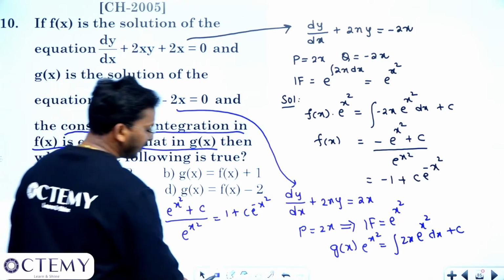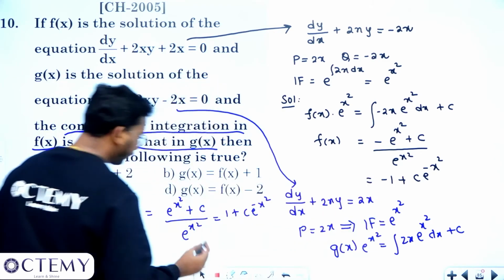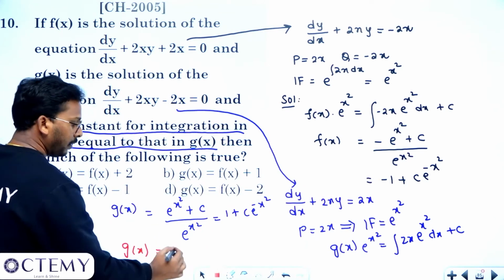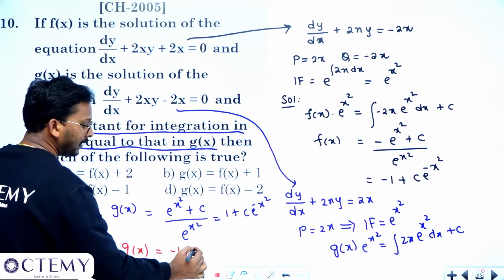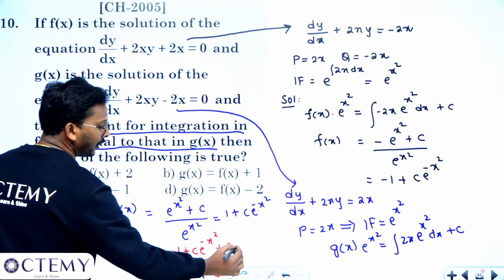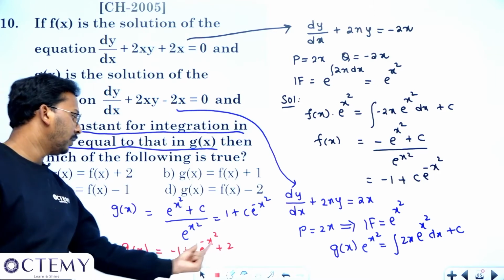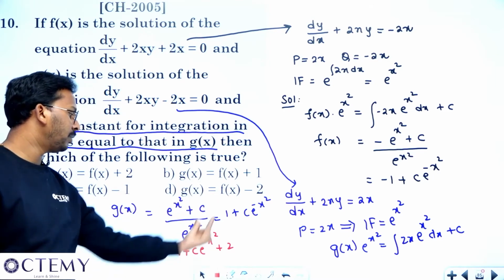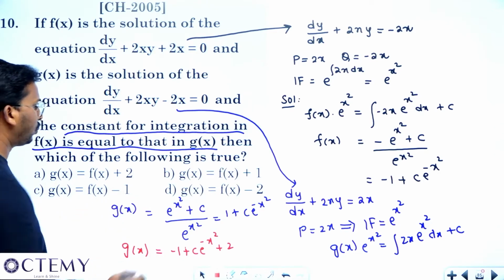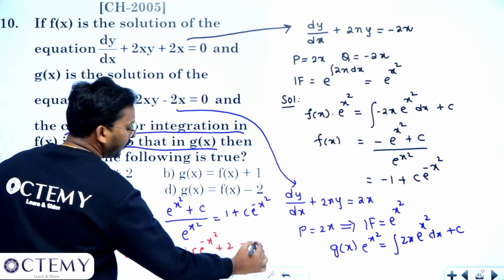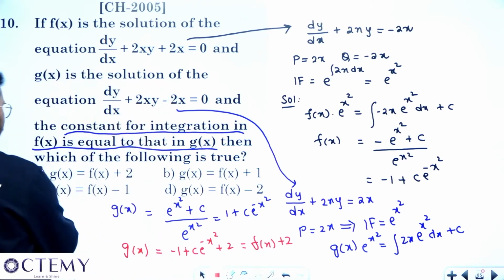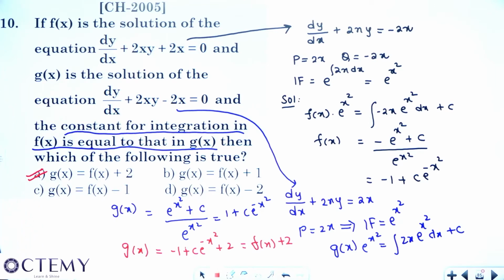So can I write it as g of x is equal to minus 1 plus c into e power minus x square? Here you have to get plus 1, so you write plus 2. That becomes 2 minus 1 plus c into e power minus x square. So g of x is equal to f of x plus 2, because this is f of x. So it will become f of x plus 2. So option A matches, right?